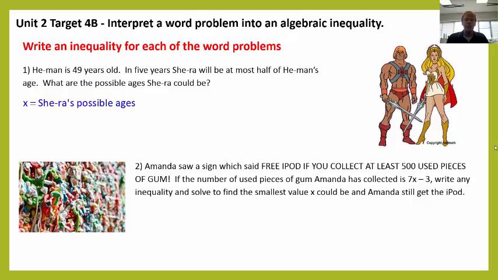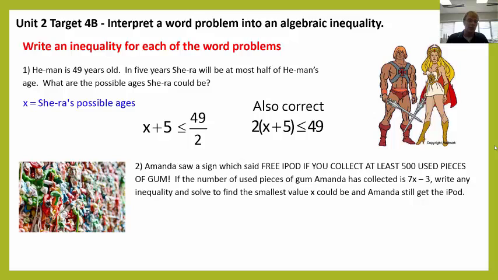So now we're told that He-Man is 49 years old, and that in 5 years, She-Ra will be at most half of He-Man's age. Well, in 5 years, meaning we're going to add 5 years to She-Ra's age, so x plus 5 will be at most, remember from a previous slide that tells us less than or equal to, half of He-Man's age, 49 divided by 2. So we get the inequality x plus 5 is less than or equal to 49 over 2, half of 49. Another way you could write this, which would also be correct, is instead of dividing 49 by 2, you could multiply the x plus 5 by 2. Either of these would be an acceptable inequality for this problem here.